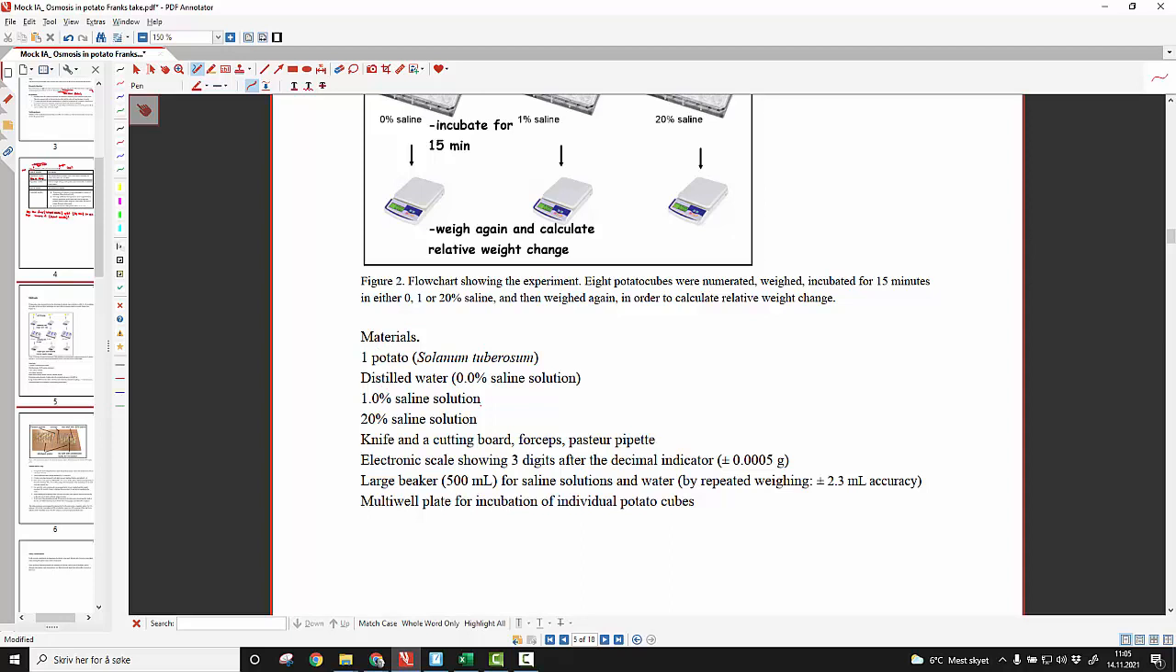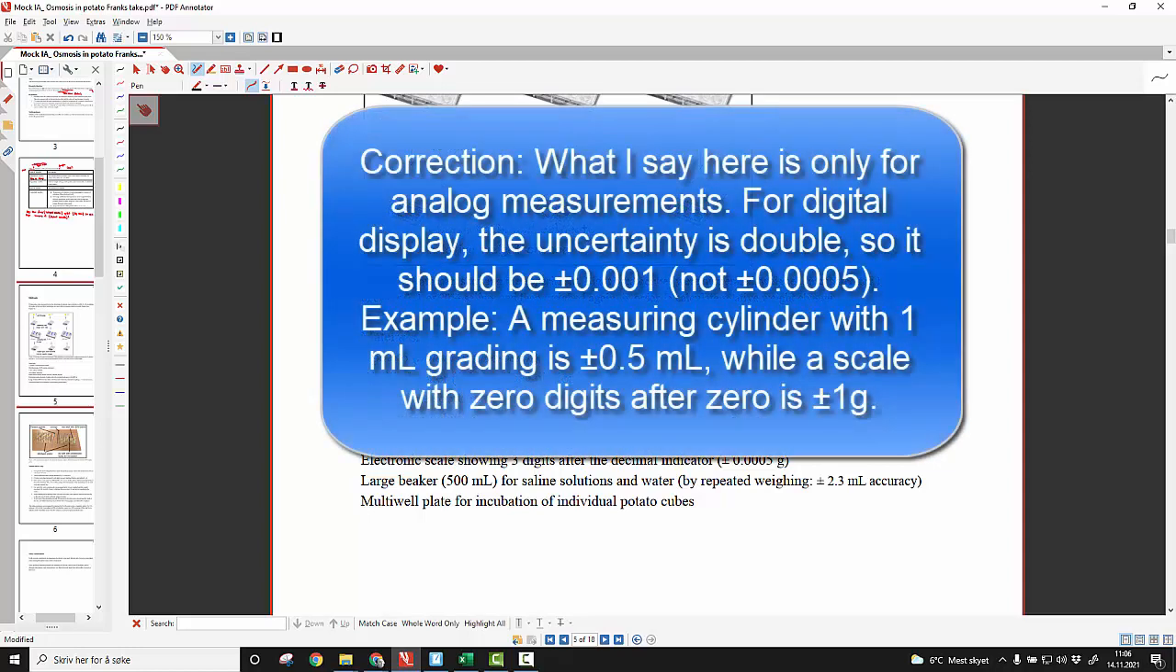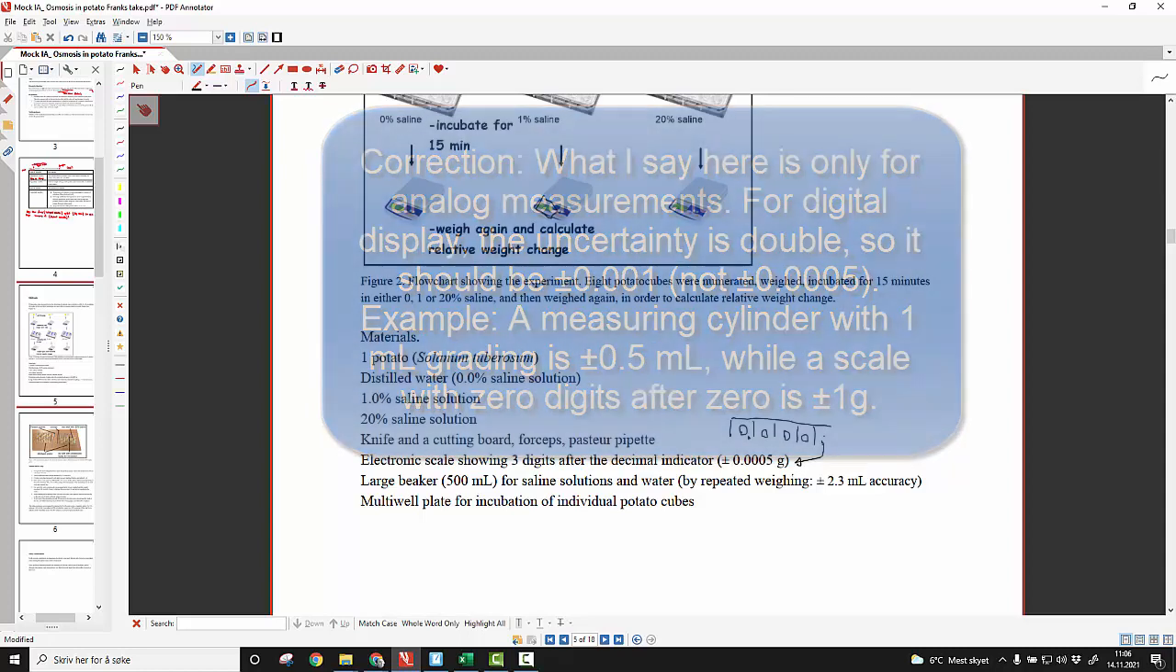But you have to provide the accuracy of the weighing equipment. For example, the electronic scale had 3 digits, and that means that this final digit will be rounded up or down depending on this hypothetical digit here. So if this is more than 0.5, this will round up and so on. That gives a rounding error of 0.0005.